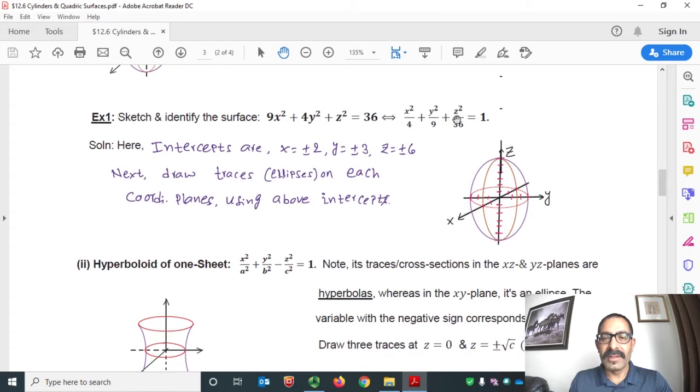Then on the xy plane, it's an ellipse, x squared over 4 plus y squared over 9 equals 1. That is this pink ellipse.